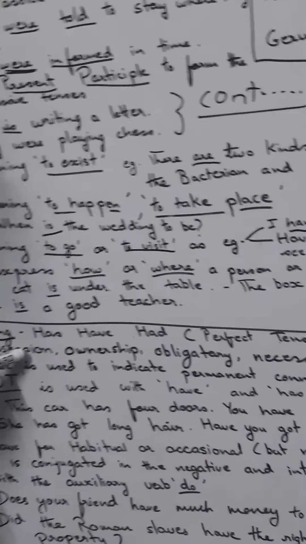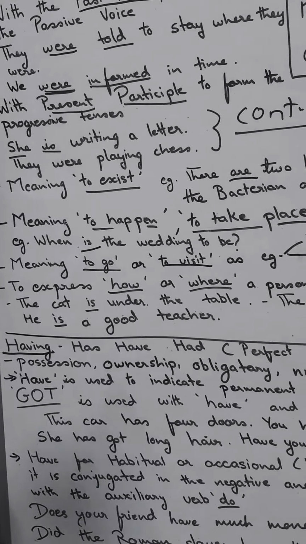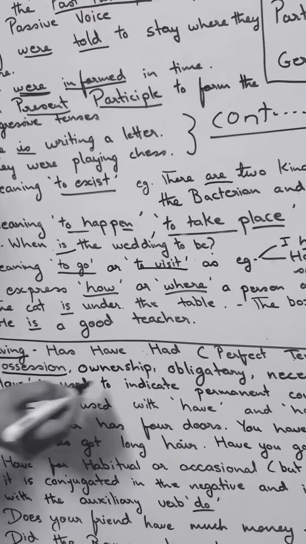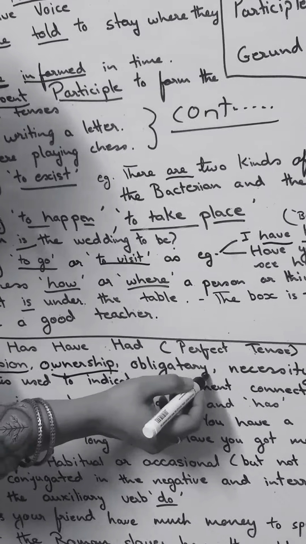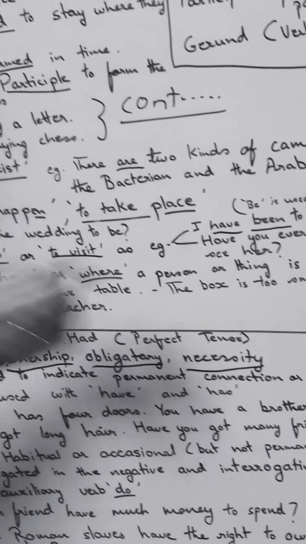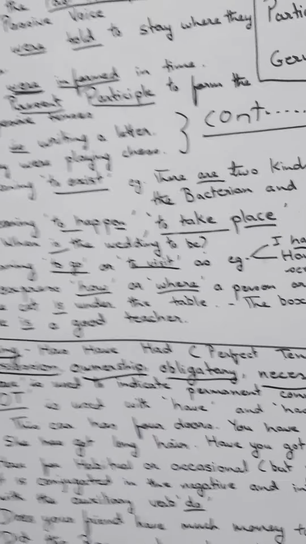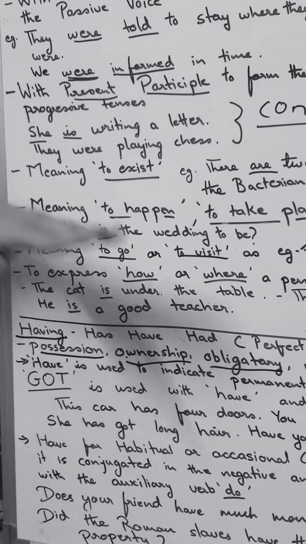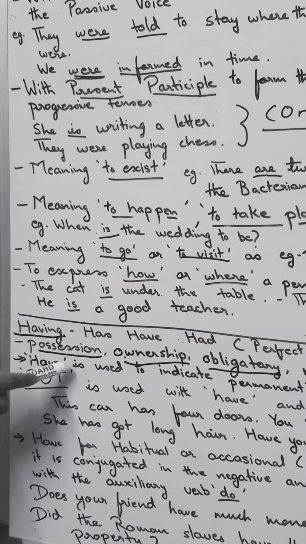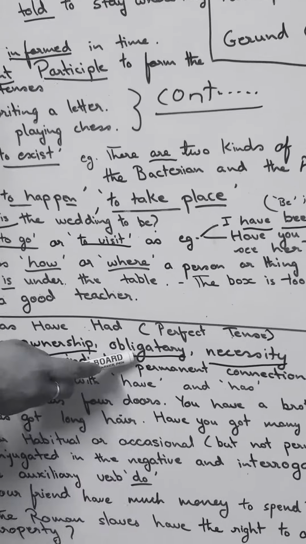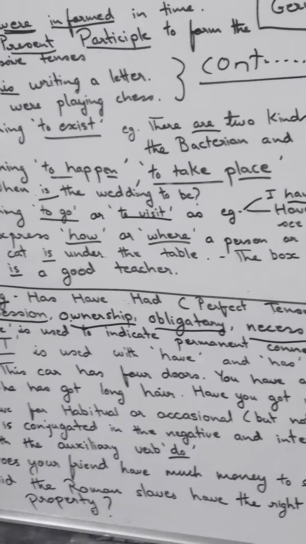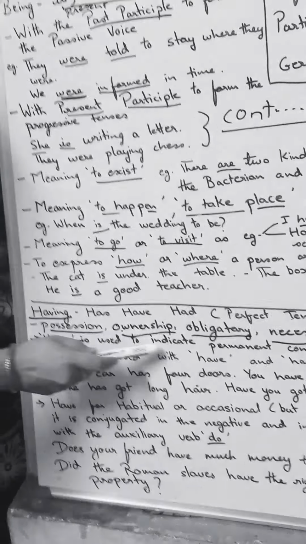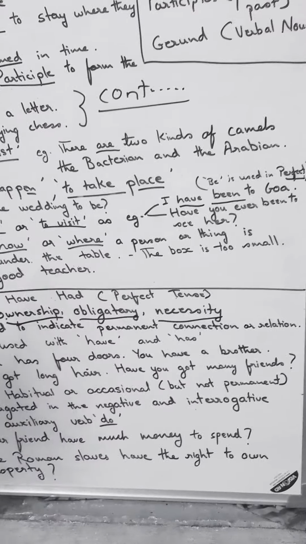Now what are the meanings of perfect tense? I'll tell it to you. Possession, ownership, obligatory, necessity. These are the four meanings which we justify with the meaning of having, that is have, has, had, perfect. I repeat, possession, ownership, obligatory, necessity. Obligatory is a compulsion.